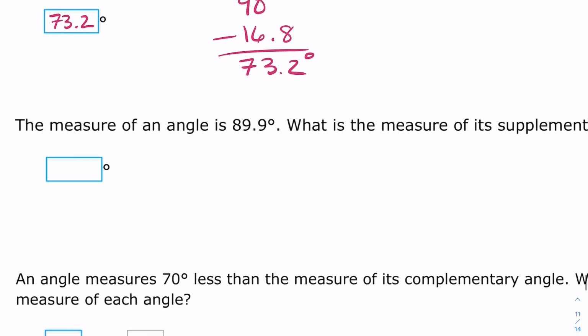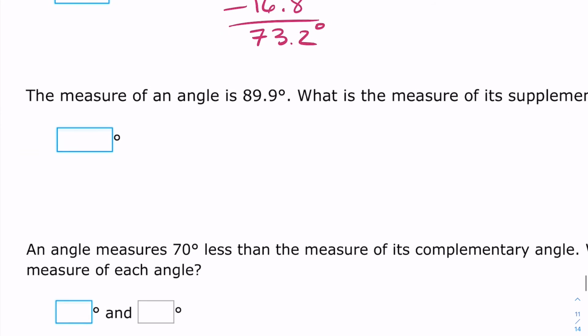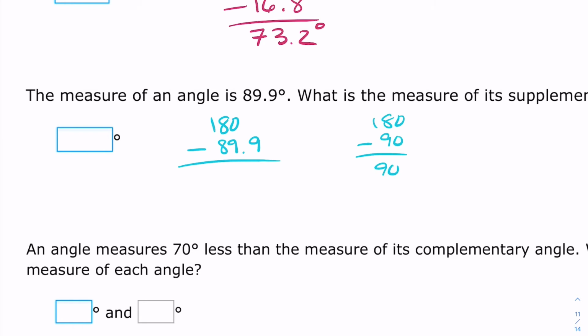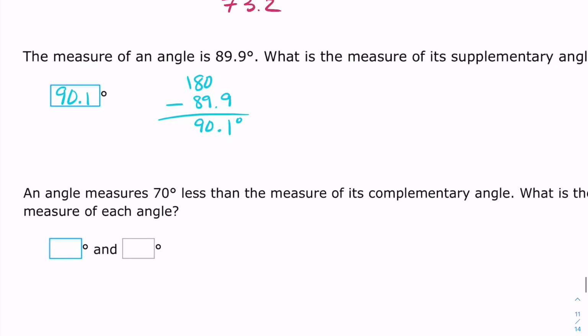All right. Next one, the measure of an angle is 89.9. What's its supplementary? So we're going to do 180, take away 89.9. Now, if I took away 90, so let's take a look. 180 minus 90 is 90. I'm taking away just a little bit less than that. Literally just a little bit less. So it's going to be 90.1 degrees. All right, and that's the supplement.